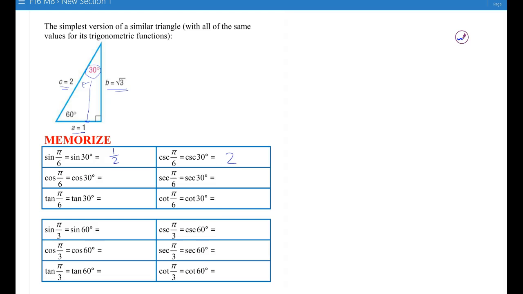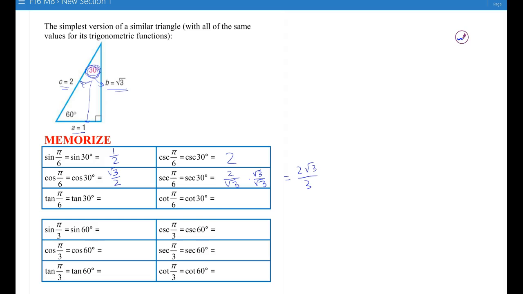Then we're looking at the 30-degree angle. So the adjacent over the hypotenuse is root 3 over 2. So that means the secant is 2 over root 3, or if you want to rationalize the denominator, you're going to get 2 root 3 over 3.